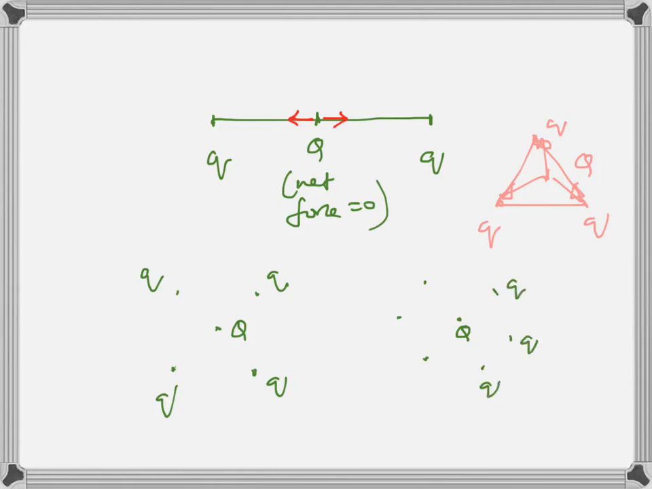Is that clear? If I have n charges small q equally distributed in space, forming a regular polygon, then they exert zero force on a charge which is placed at the center of the polygon. So they exert zero force on this central charge, because all these charges will equally pull or push it. So net force will be 0. So based on this, let us see one question.